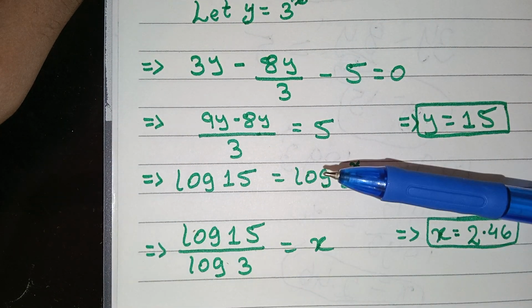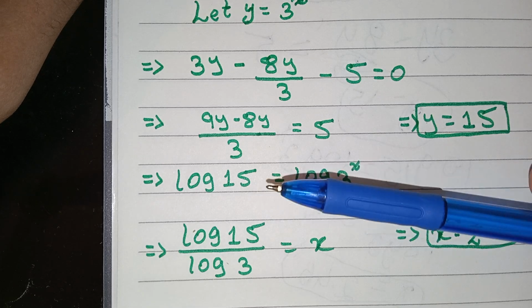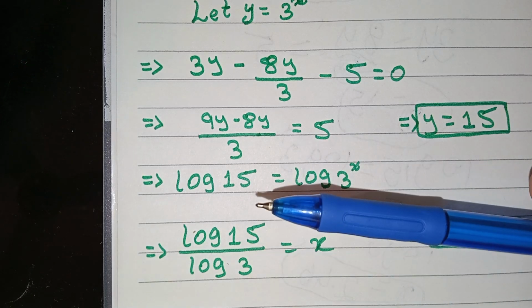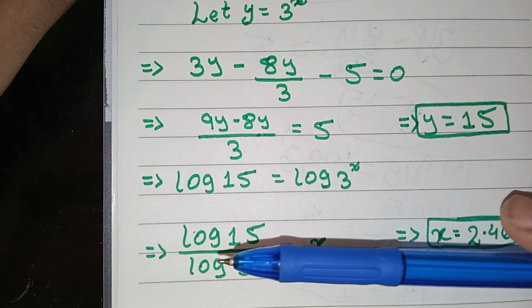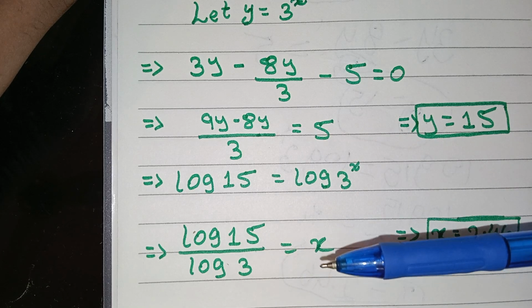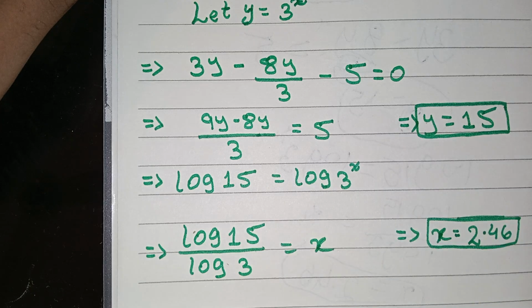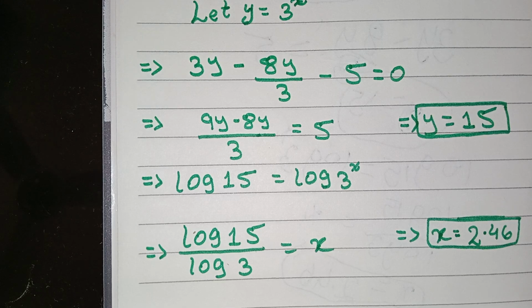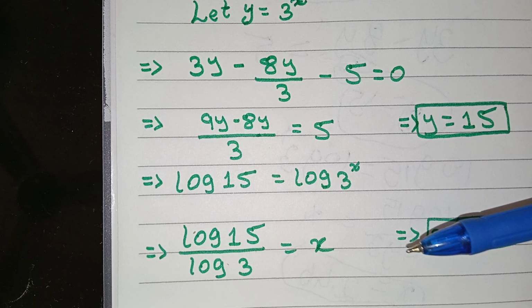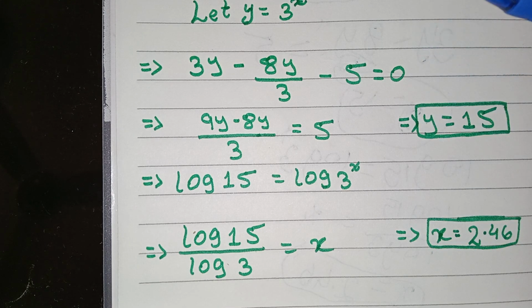So log 15 equals x times log 3, and since they are being multiplied, log 3 comes to the denominator on the left hand side by being divided. So log 15 over log 3 equal to x. When you apply this on a calculator, you will get the answer 2.46. So the unknown variable which we had to find by going through many steps has finally been reached, which is x equal to 2.46.